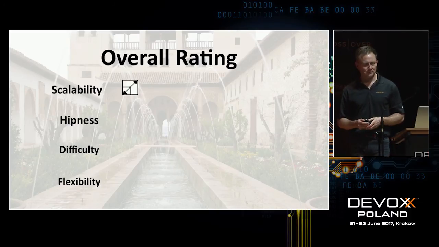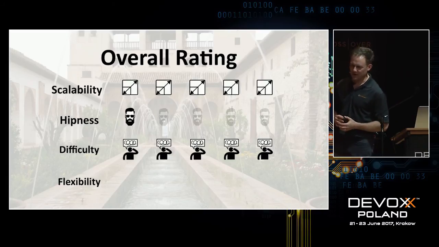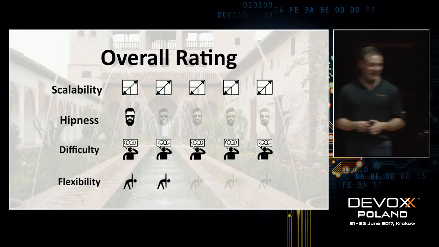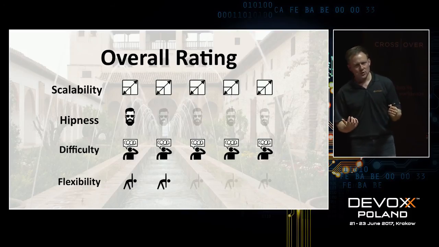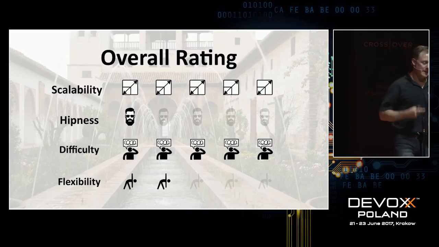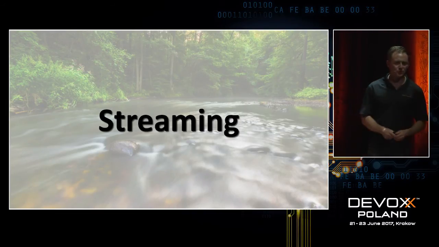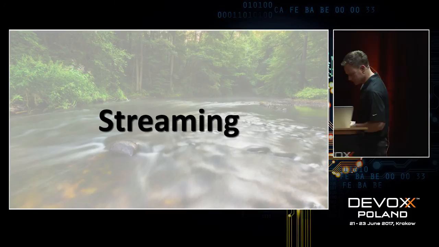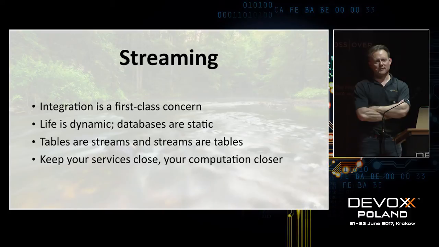So let's rate this. Scalability, very scalable. Definitely only 1 beard out of 5 at this point because it's a 5 out of 5 on difficulty. And it is not really a general purpose framework. This is for analysis purposes. You wouldn't build your whole site using Lambda. You'd analyze events using Lambda. But this brings us to streaming, our fourth and final architecture. Now, in streaming, we have a few things that are true.